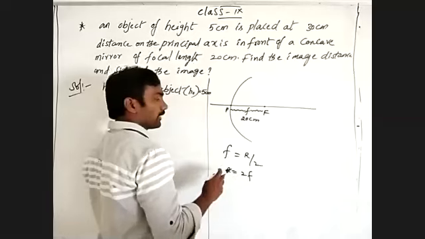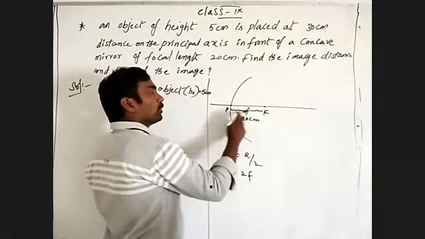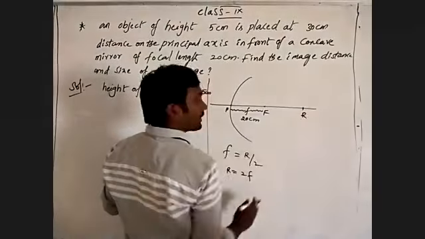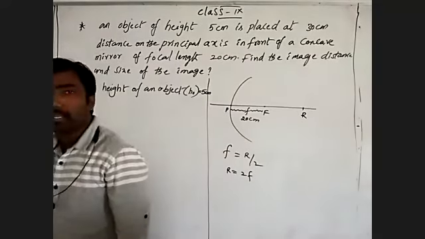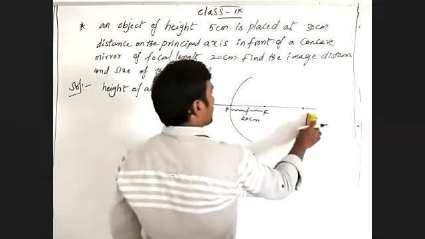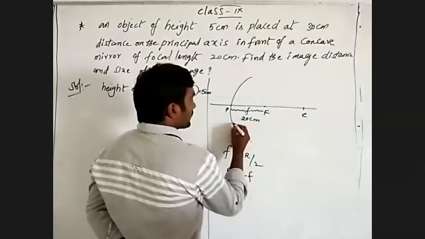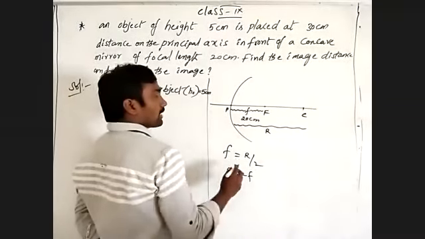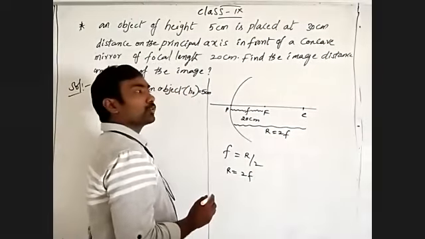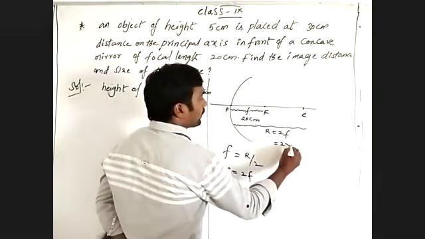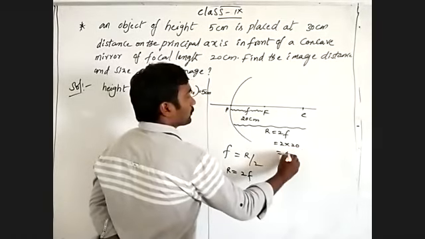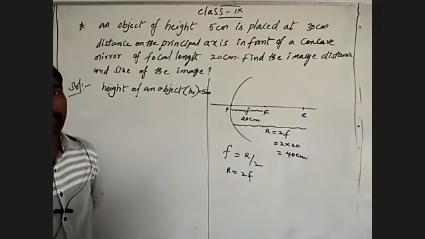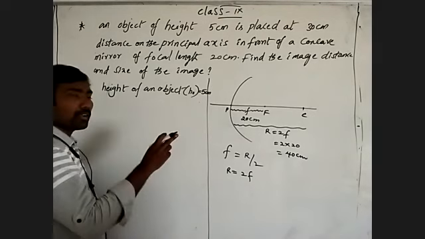The distance from the pole to the focus is the focal length, and from the focus on to the center of curvature is the same again. The distance between the pole and the center of curvature is the radius of curvature, equal to 2 times the focal length. That is 2 into 20, so 40 centimeter. The radius of curvature given to us is 40 centimeter. Understand?